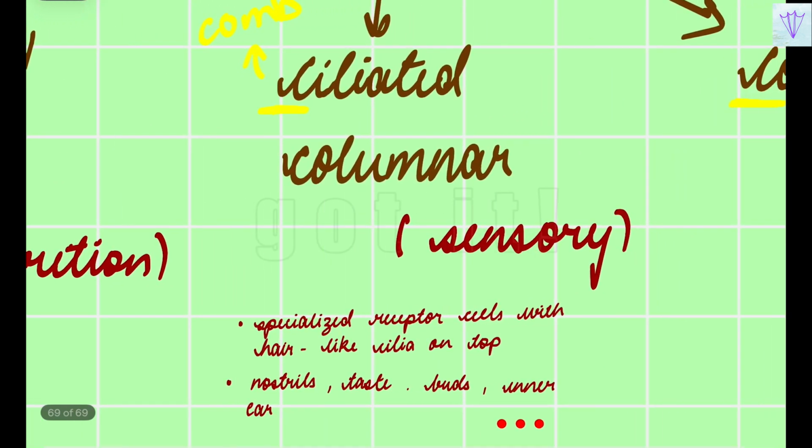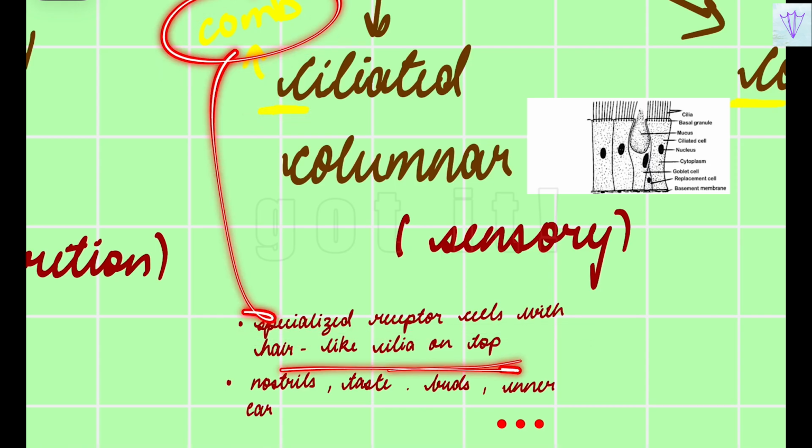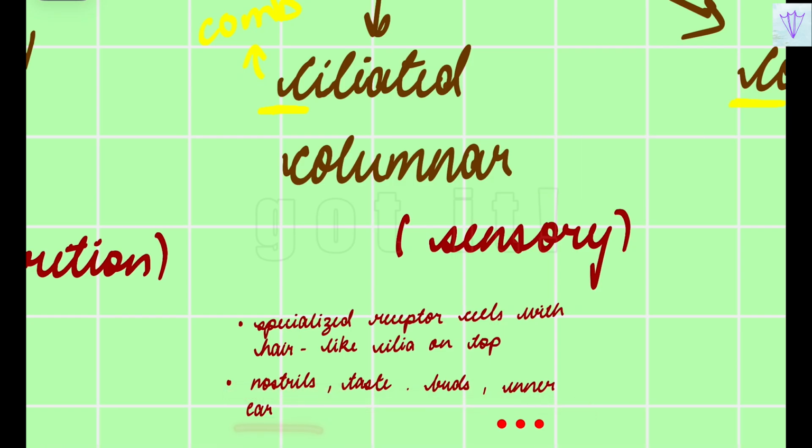So next, ciliated columnar. So ciliated in the sense, C, you can take it as a comb. So it has specialized receptor cells with hair-like cilia. So you can remember comb and they have hair-like cilia on top. Its primary function is sensory part, and it is in nostrils, taste buds, inner ear, and all these places.